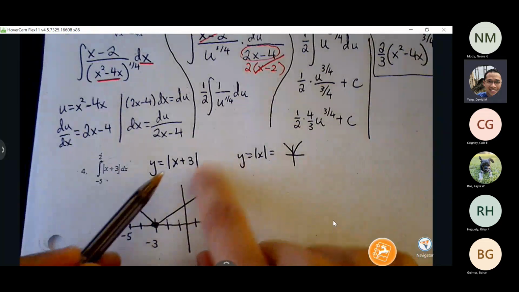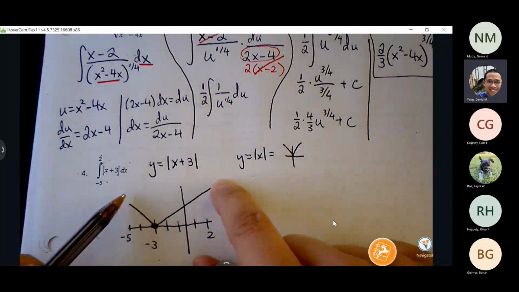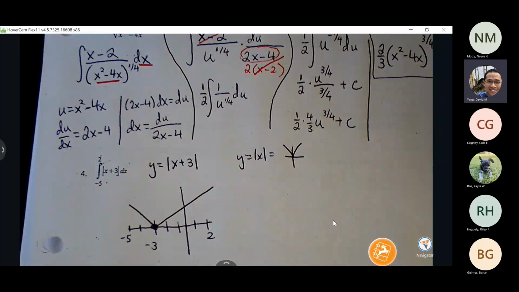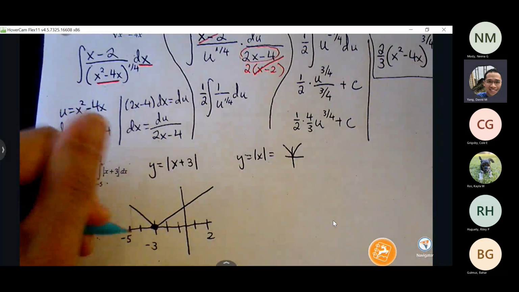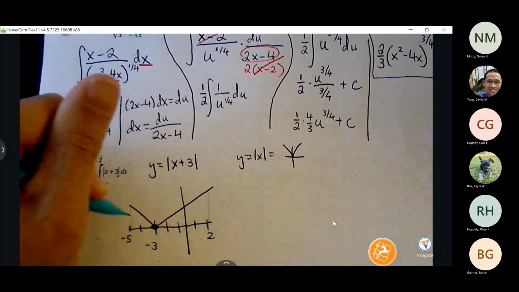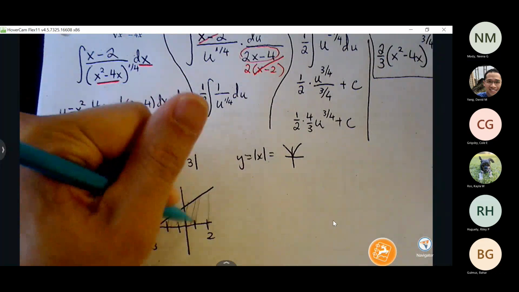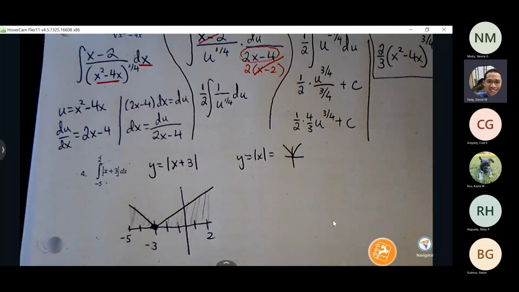We know the graph is going to be a V-shaped graph. So I'm going to extend it as far as my boundaries go, from -5 to 2. And if you look, we have 2 triangles that pop up, right? So really, this is the shape of the problem.